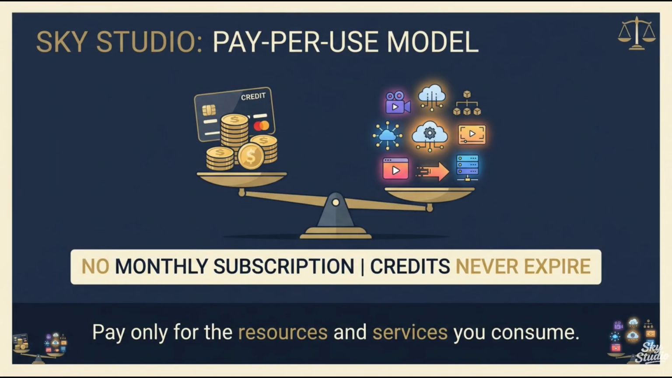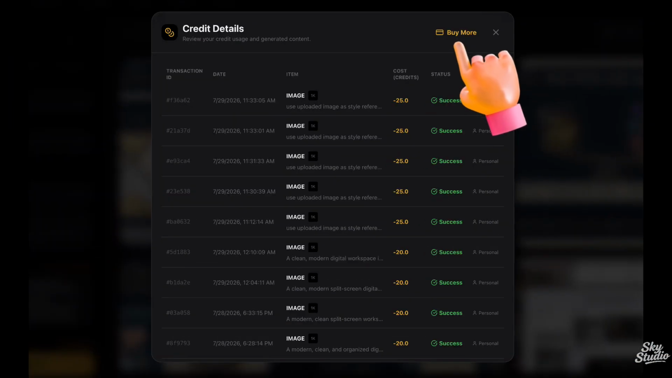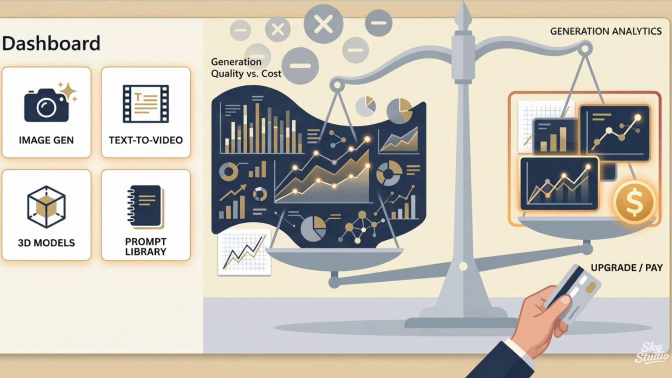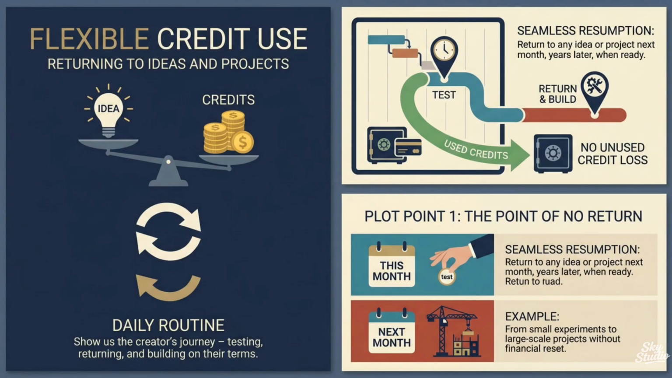Sky Studio is designed around a pay-for-what-you-use approach. There is no required monthly subscription for this workflow. Credits do not expire. You add credits, use them when you need them, and pay for the generations you actually choose to make. For a creator, this means you can test an idea today, return to it next month, and keep building when the project is ready, without losing unused credits along the way.